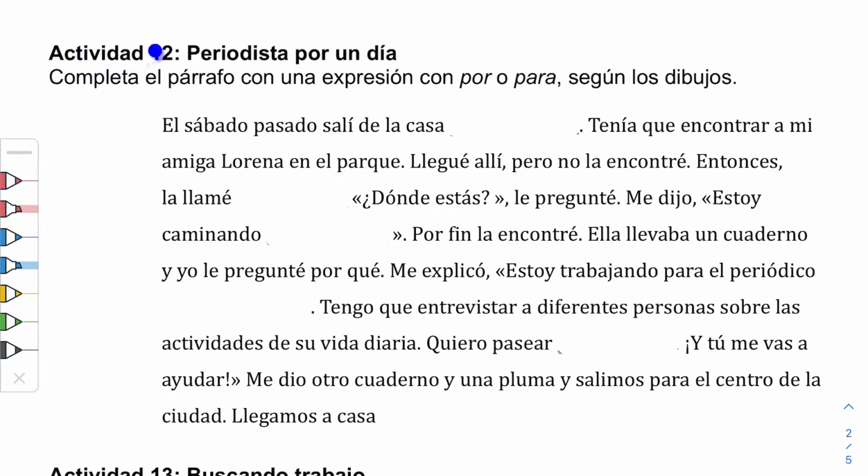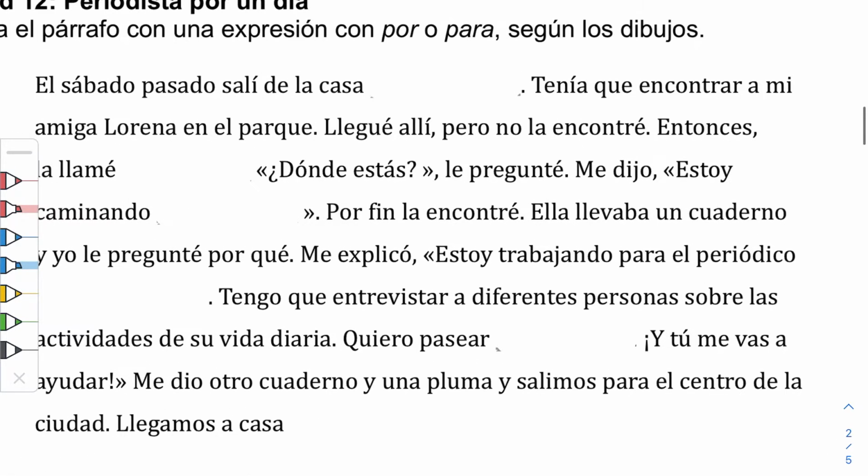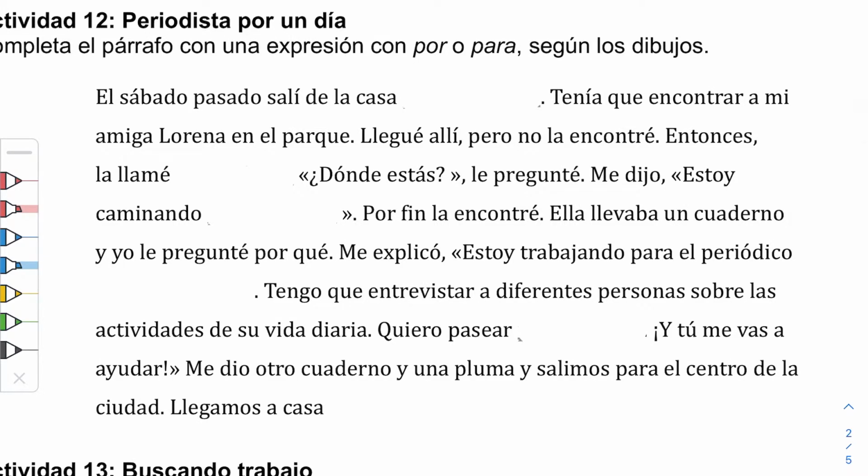Okay, now for activity 12, we have to complete the paragraph with por or para, according to what the drawing was going to say. So a paragraph goes like this. El sábado pasado salí de la casa por la mañana. We have por here because it's basically indicating a time period. Whenever you say when in the day you're doing something, you're always going to use por. So por la mañana, por la tarde, por la noche.